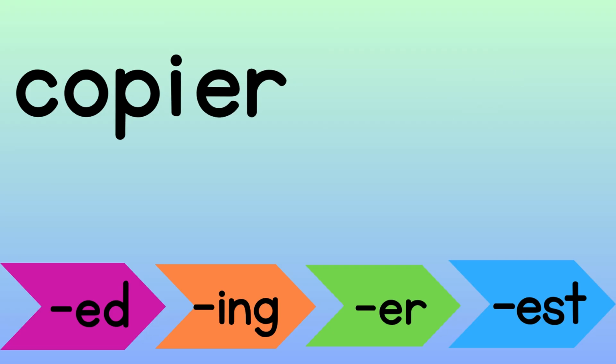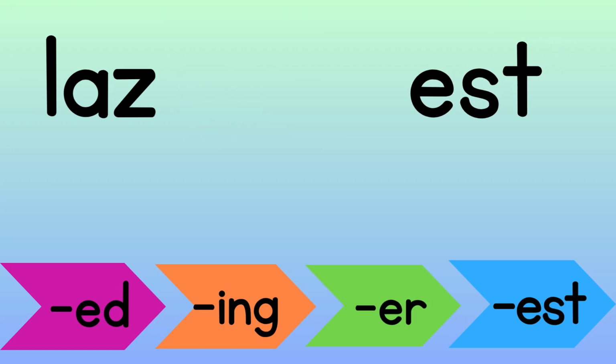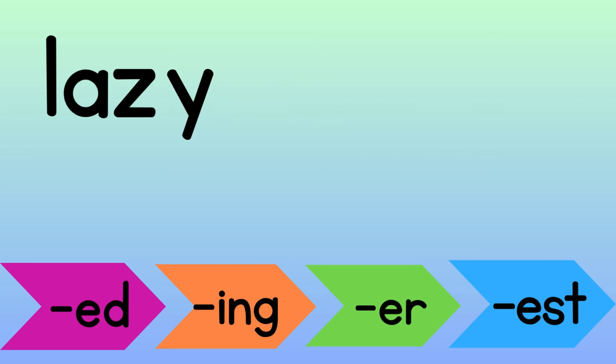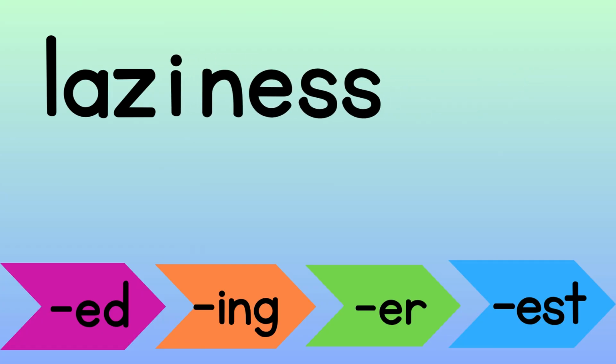Here is lazy. Let's make it lazier. So first, let's change that final Y to an I and then add er. Lazier. Change lazy to laziest. The Y changes to an I and we add est. This rule applies to any suffix, even consonant suffixes. So if we wanted to add ness to lazy, then we would do the same thing and we change the Y to I and add N-E-S-S to make it laziness.